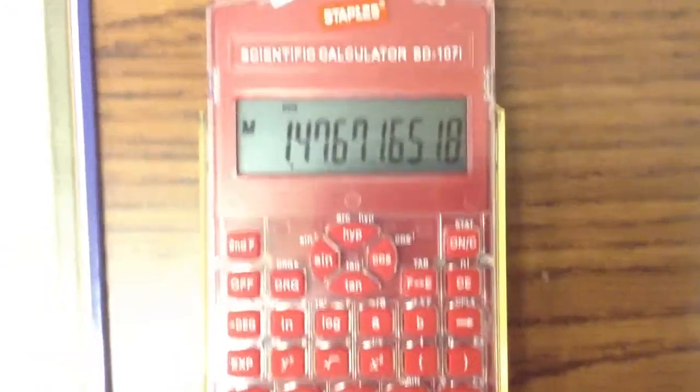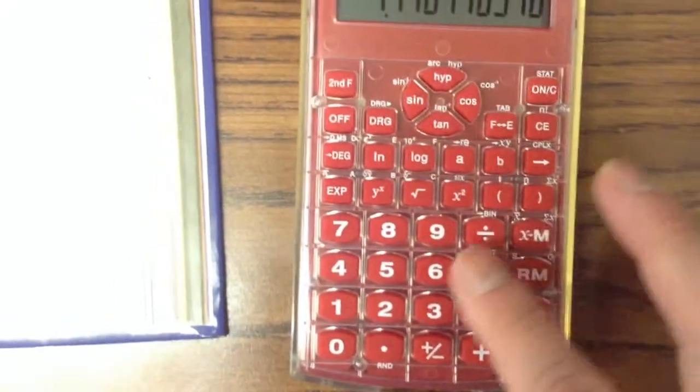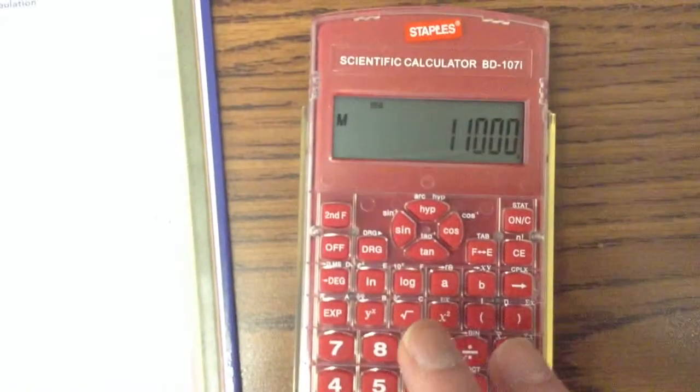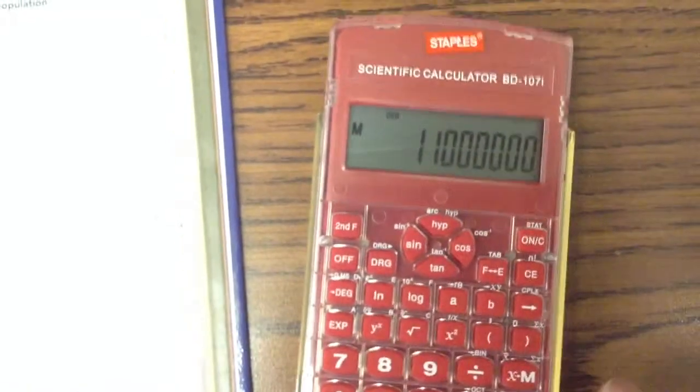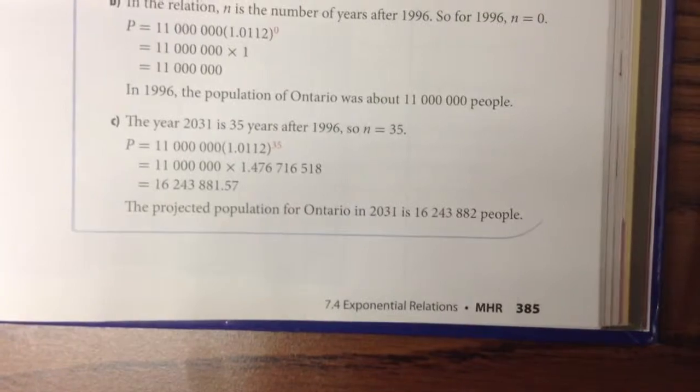Then you have to multiply that number by 11 million. Remember, we're following BEDMAS. Times 11 with 6 zeros after it, that's 11 million. Hit the equal sign. 16,243,881.7, or 882. Does that turn out the same number? Yep, and there it is. Don't forget to write the sentence, and that's your answer. That's the kind of question that I'm mostly worried about.